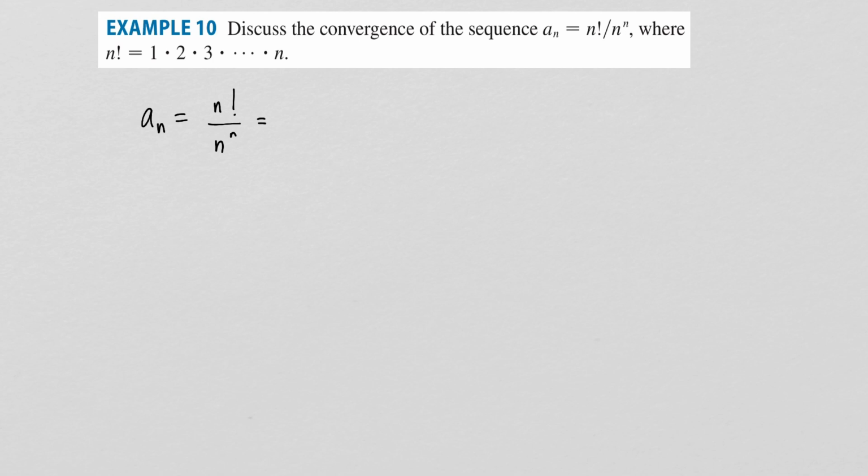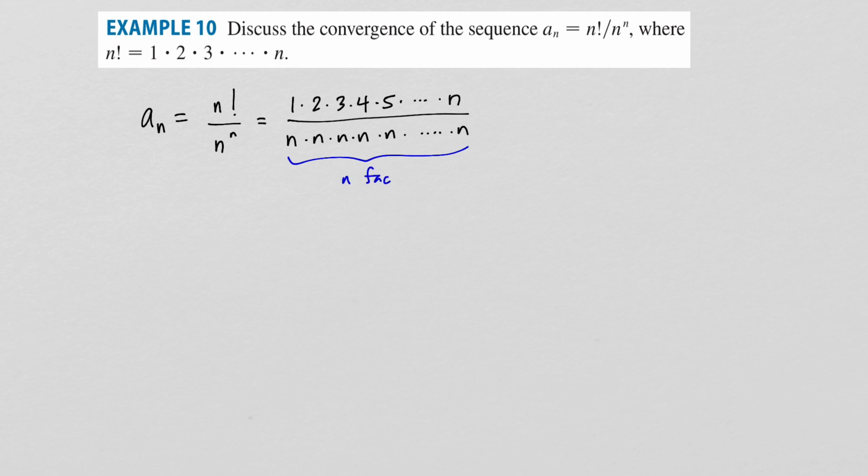So n factorial is going to be 1 times 2 times 3 times 4 times 5, etc., all the way up to n. And n to the n will be n times n times n times n times n. And there will be n of these n factors, right? Just definition of an exponent. And so this is equal to 1 over n times 2 over n times 3 over n times 4 over n, right? All the way up to n over n.